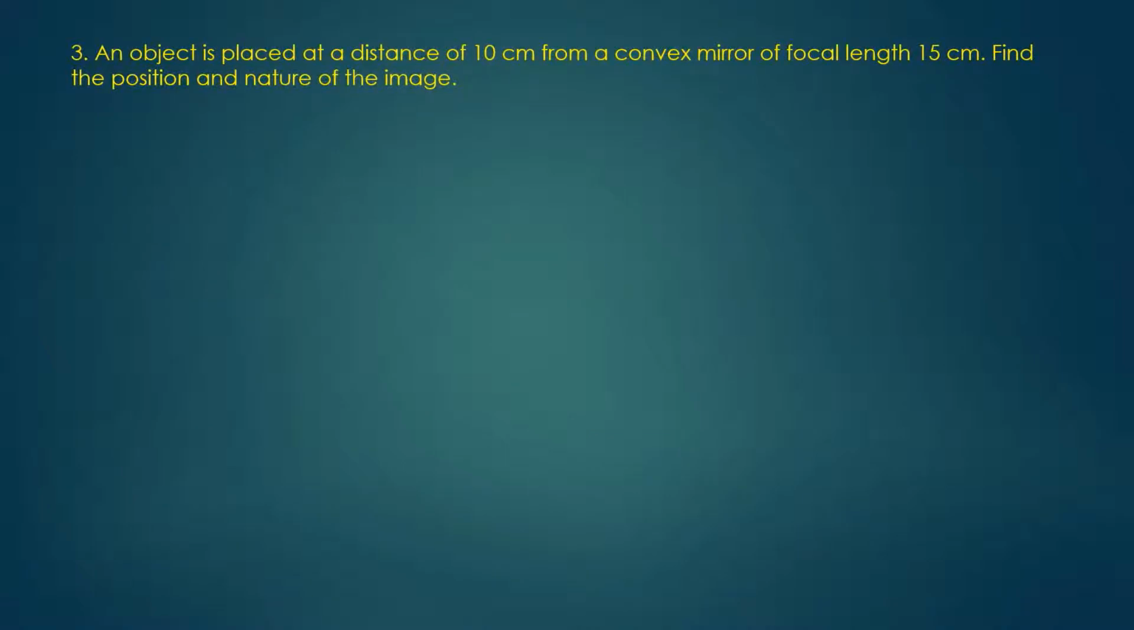Next question is, an object is placed at a distance of 10 centimeter from a convex mirror of focal length 15 centimeter. Find the position and nature of the image. So here U is given 10 centimeter, object distance is taken negative. Our mirror is convex mirror. Convex mirror is like this, painted on this side.